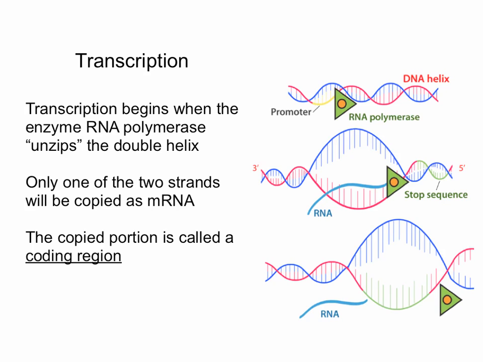So transcription begins when the enzyme RNA polymerase unzips the double helix. It does that by breaking the H bonds between base pairs, just like helicase would in DNA replication. This leaves the sequence of nucleotides on each strand of DNA exposed, and only one of the 2 strands is then copied by RNA polymerase as a little piece of mRNA. That copied portion of the DNA is called a coding region. A coding region is often what we refer to as a gene.